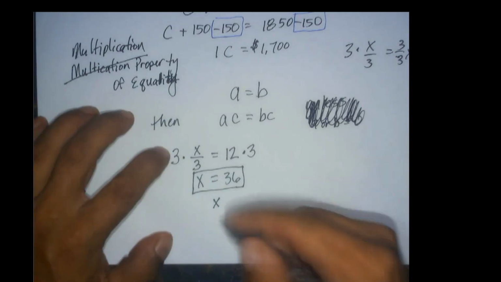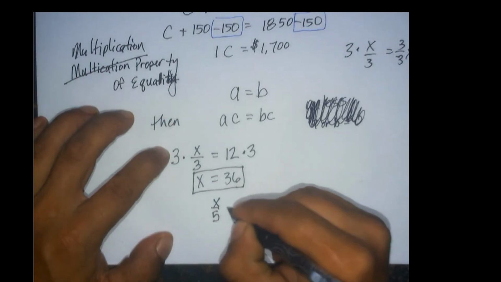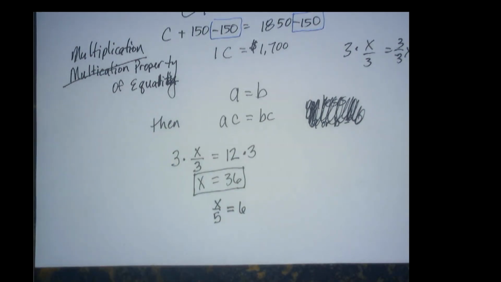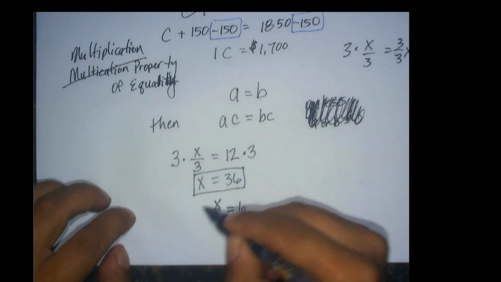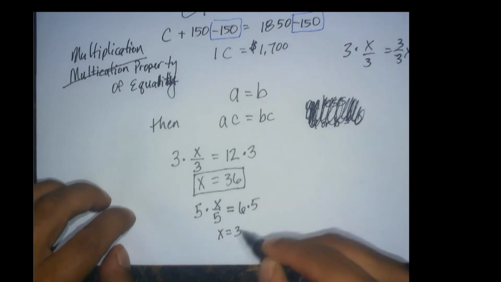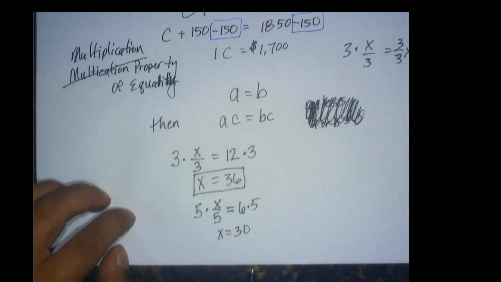Okay, X over 5. X divided by 5 is equal to 6. Alright, so I'm gonna multiply by 5 on each side. So then I get X equals 30. X equals 30. And you can check. 30 divided by 5 is 6. We're smart. Alright, good. Good job.